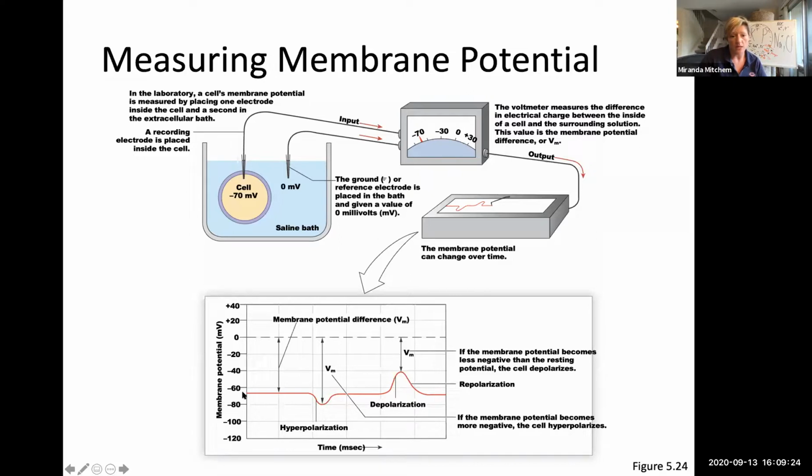So it begins at about -70, moving along, and then it goes down. This is called a hyperpolarization. Hyper means more or a lot. Polar means spread or opposite. So a hyperpolarization means we're going further down from 0 or further down from threshold. And then we repolarize and get back to resting, moving along.